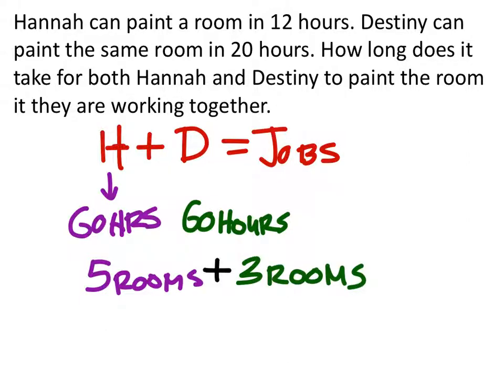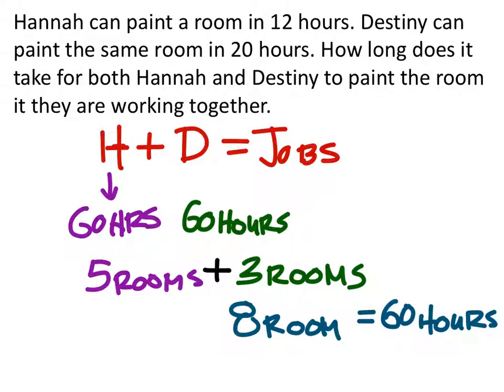Now, here's the thing: if I add these together, because that's what we're doing with these two people, we're adding their work together, then we should be able to get 8 rooms painted in how much time? Well, 60 hours. But what we want to know is how long it would take them to paint one room. So what I can do here is divide both of these by 8.